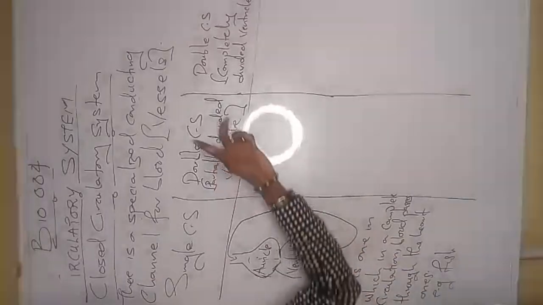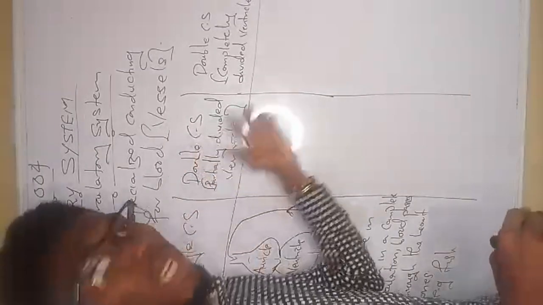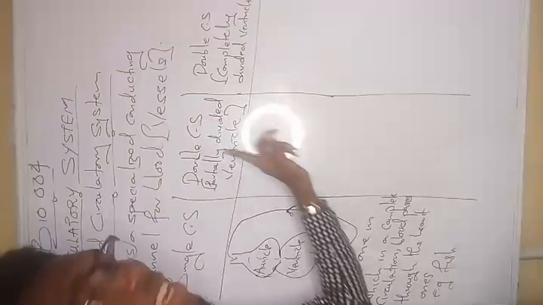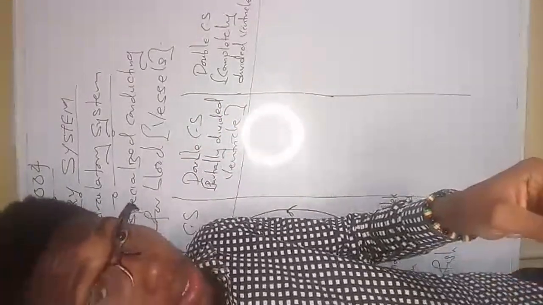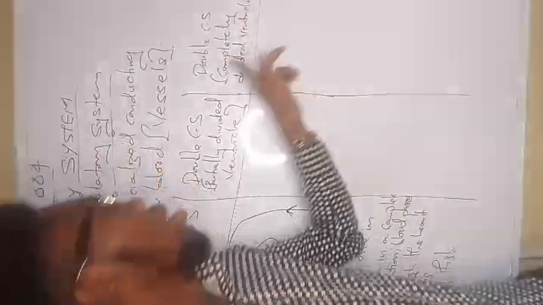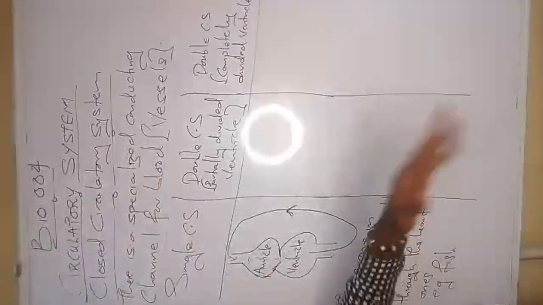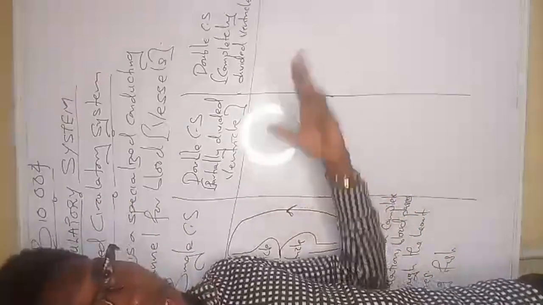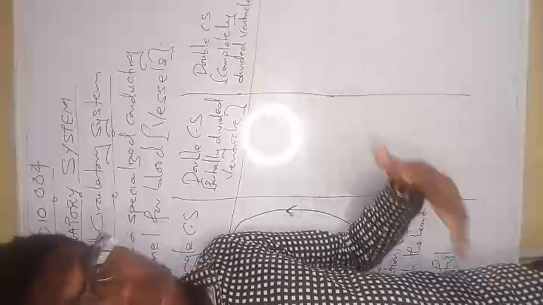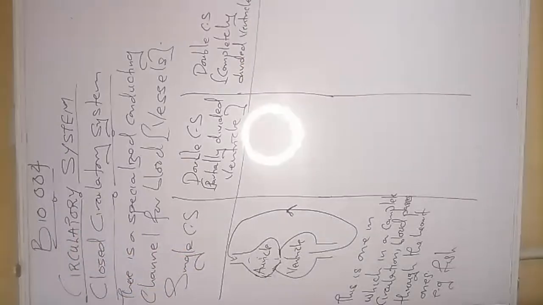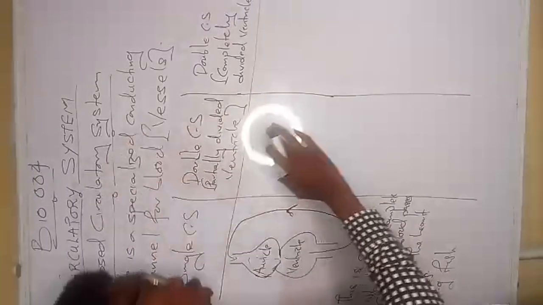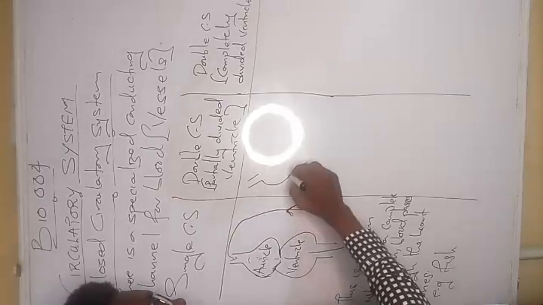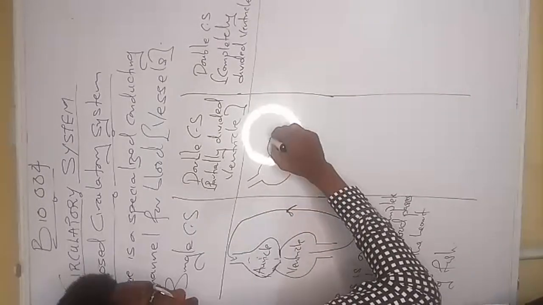So now we are talking about the double circulatory system. For the double circulatory system, we have two types. As you can see here, we have the double circulatory system with the partially divided ventricle that you will find in most of your reptiles, and you also have the double circulatory system with completely divided ventricles that you'll be finding in your mammals, like humans. So in this one now, you have two auricles. So you have one like this, and you have another one like this.